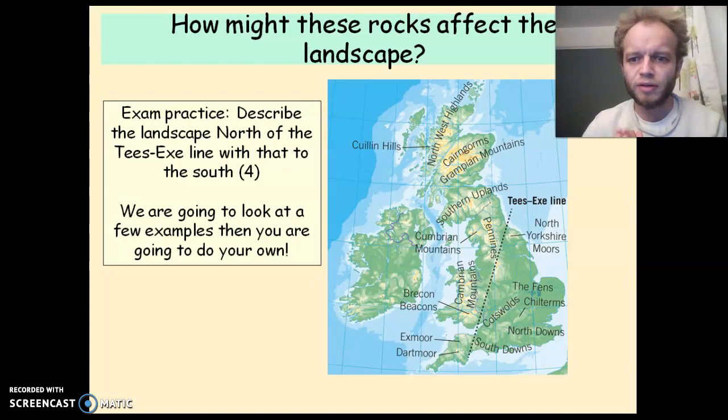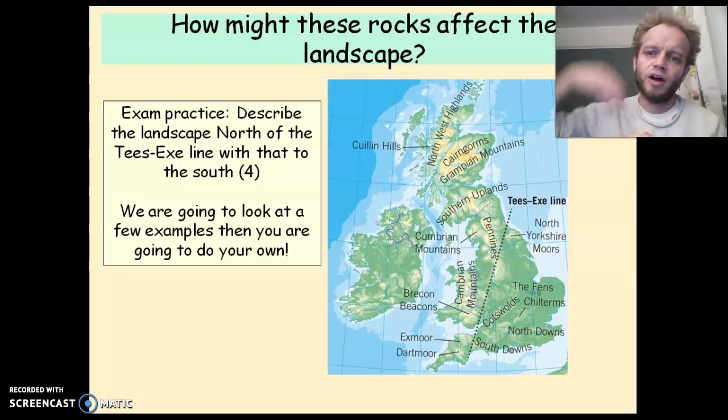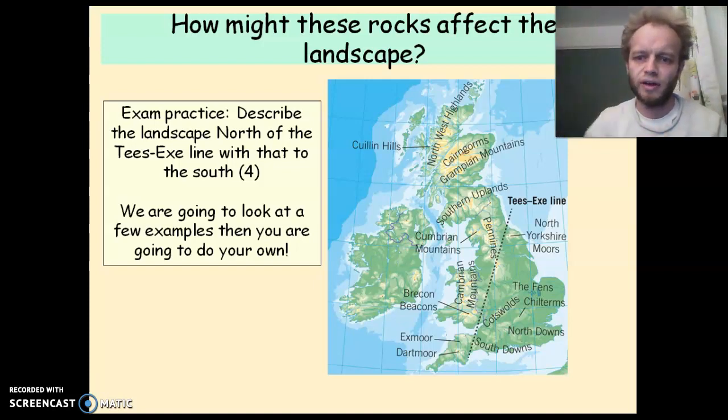So thinking about this Tees-Exe line, this is a line that divides the uplands from the lowlands, okay, and it can be drawn across the UK. So there's a slight error in that question. We want a comparison between the landscape north of the Tees-Exe line with that to the south. So we're going to look at a few examples, then you're going to do it on your own.